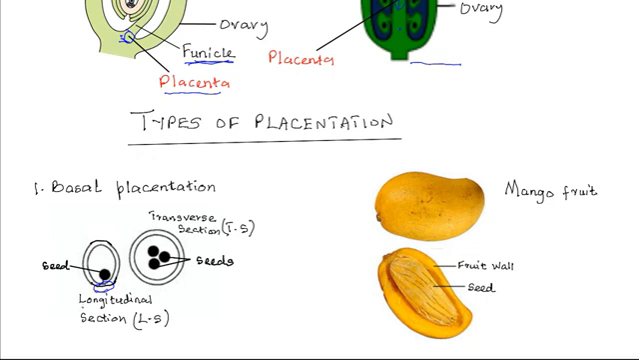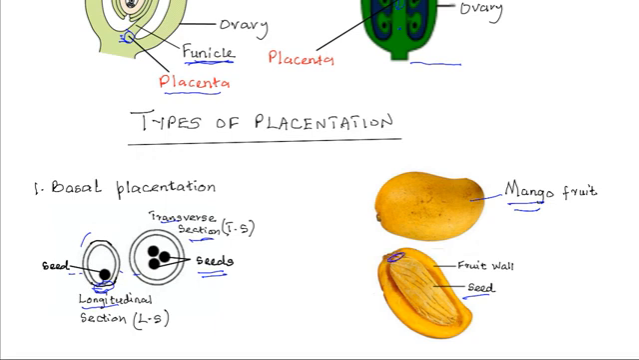So this is in longitudinal section. This is how an ovary with basal placentation looks like, or a fruit with basal placentation looks like. This is a transverse section where we have several seeds. If you are to cut the fruit transversely like that, then we're going to have this view. An example of a fruit that has basal placentation is the mango. This is the mango fruit. Here is the seed, and it is attached to the placenta here.